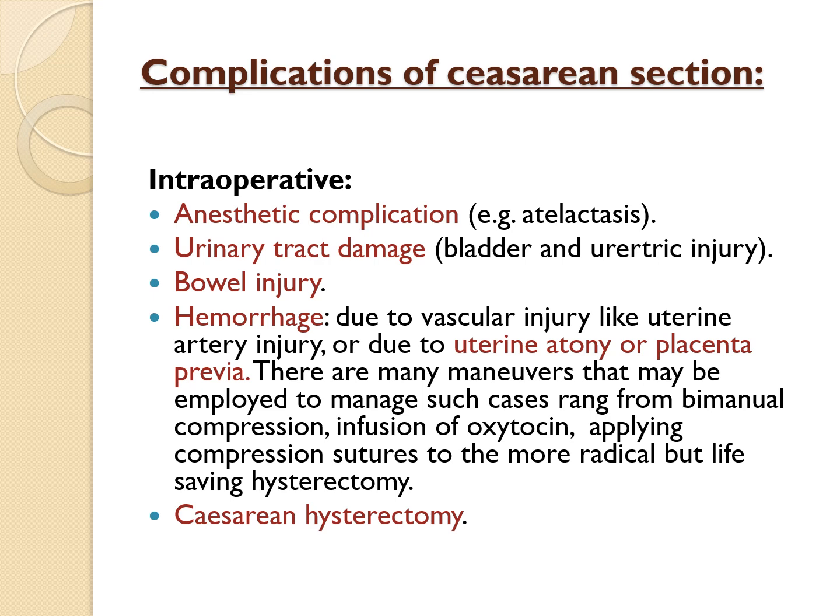Hemorrhage due to vascular injury, like uterine artery injury, or due to uterine atony or placenta previa. There are many maneuvers that may be employed to manage such cases, ranging from manual compression, infusion of oxytocin, applying compression sutures, to the more radical but life-saving hysterectomy. Other complication is cesarean hysterectomy.